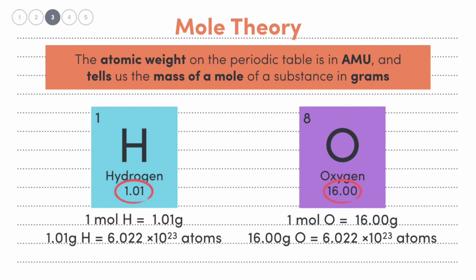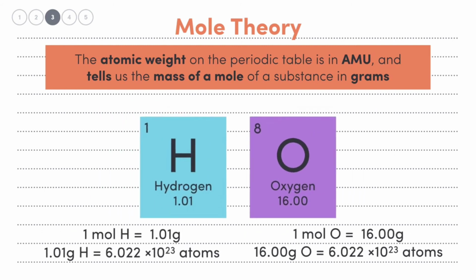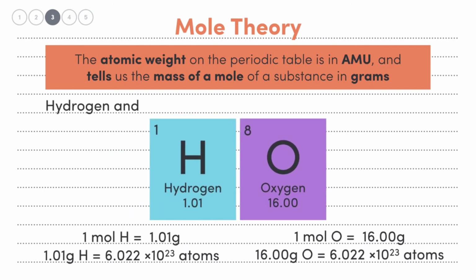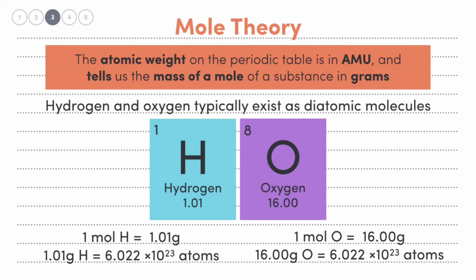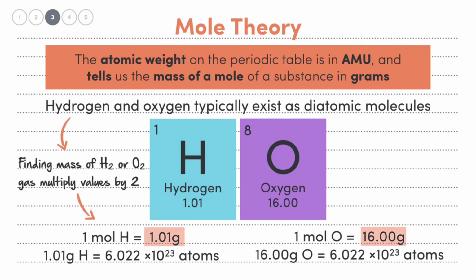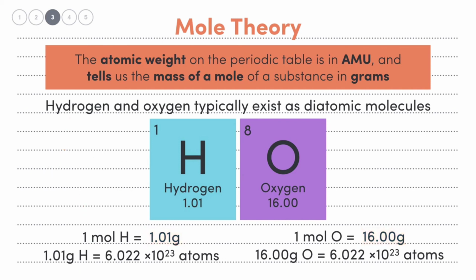Just a little point to notice here. Hydrogen and oxygen typically exist as diatomic molecules, which is just a molecule made of 2 atoms of the same element. So if we were asked to find the molar masses of hydrogen or oxygen gas, we'd need to multiply these values by 2. So to tell the mass of 1 mole of an atom, which is called the molar mass, it's literally as easy as reading the atomic weight of the corresponding atom off the periodic table and writing this in terms of grams.